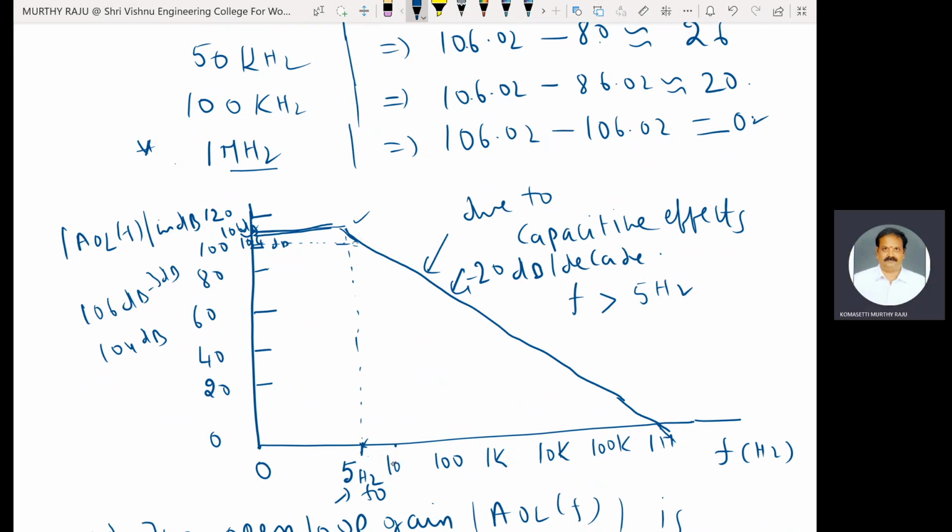After f is equal to f naught, the gain mod AOL of f decreases at a rate of minus 20 dB per decade, or 6 dB per octave. A decade is a 10 times change in frequency, while an octave is a 2 times change in frequency. As the gain decreases, the slope of the magnitude plot is minus 20 dB per decade.